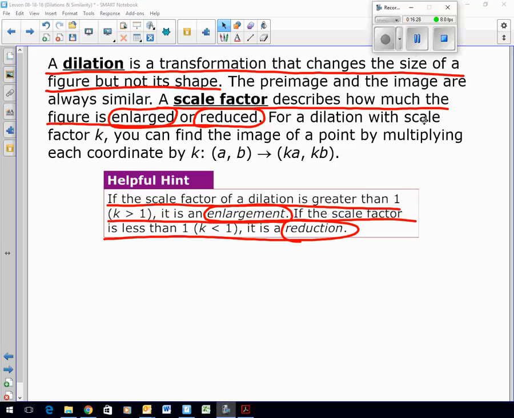Real quick. Dilation. All right, this is kind of interesting, right? It changes the size of a figure, but not its shape. Meaning that when I apply a scale factor, it makes a figure enlarged or reduced, right? Enlarged. Tell me a non-mathematical way of saying that. Bigger. Reduced. Smaller, right? Bigger or smaller. I think you guys get a full understanding of this.